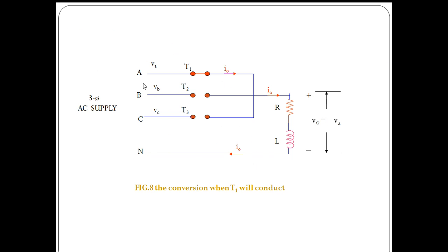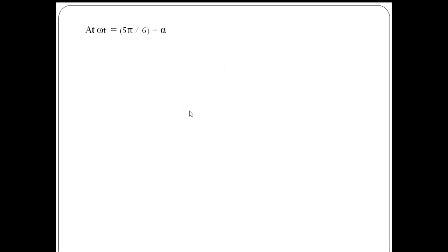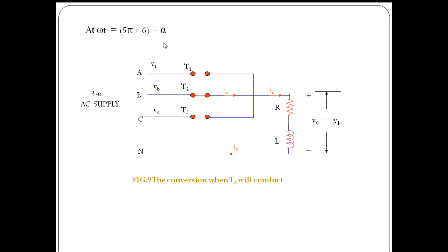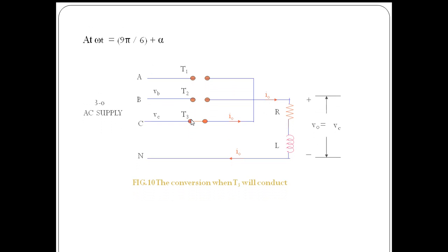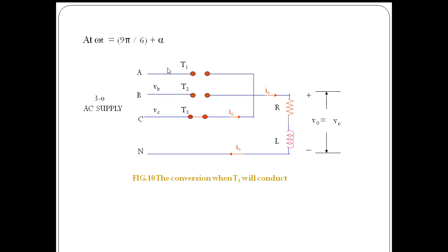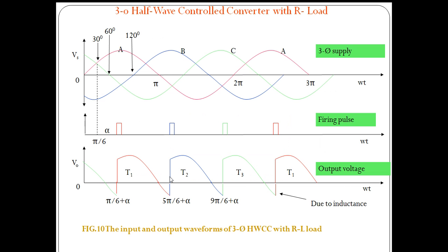So this is from the instant 5 pi by 6 plus alpha. Phase A will be connected to load through thyristor T1. These two are open. So in the equivalent circuit, at the instant 5 pi by 6 plus alpha, T2 will be fired as in the previous case. Remaining all are off. At 9 pi by 6 plus alpha, T3 will be in conduction, so phase C will appear across the load. So these are the output voltage across the load.